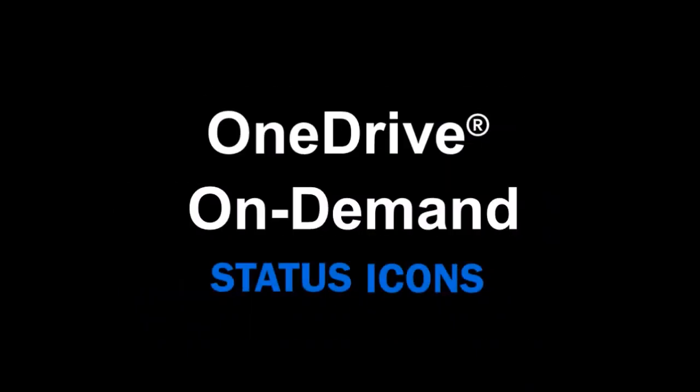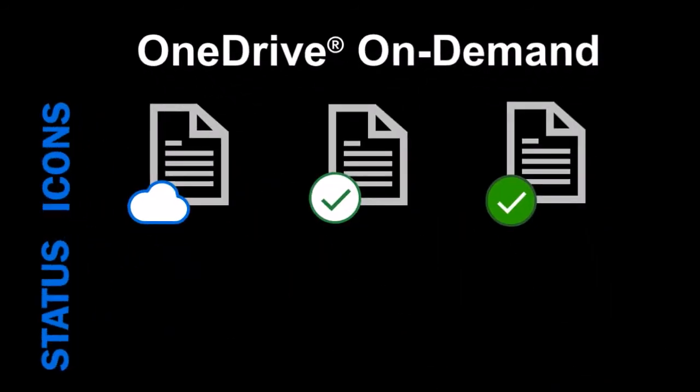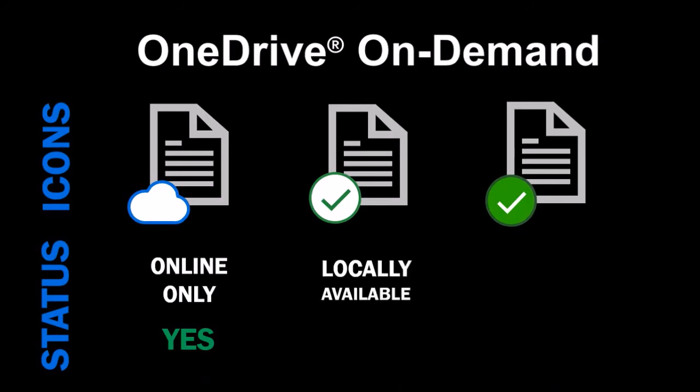So just to recap the OneDrive On-Demand status icons, an icon with a white cloud and a blue border indicates that the file is only available online. And yes, it's saving storage space on your local drive. An icon with a green border and checkmark indicates that you can access the file without internet access, and it's not saving storage space on your local drive. And finally, an icon with a solid green circle and a white checkmark indicates that the file is always available even without internet access, and it's not saving storage space on your local drive.